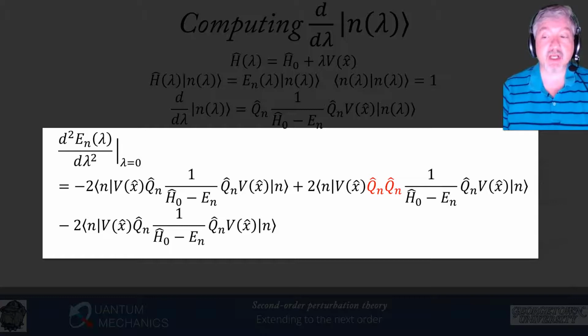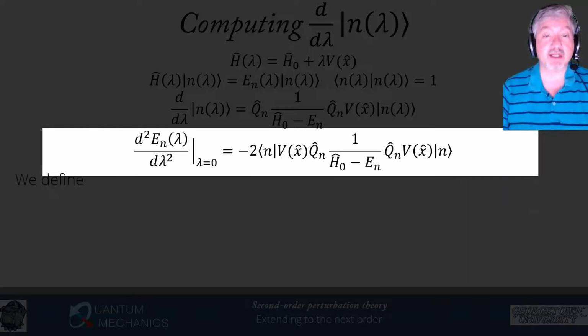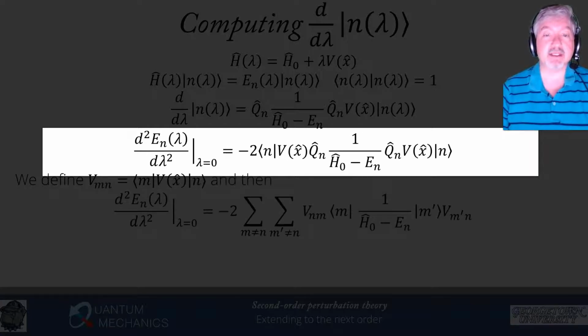But Qn is a projection operator, and you can work it out. Qn squared is equal to Qn. So I can replace that with a Qn. And now you see these two terms are exactly the same, but they have opposite signs. So they cancel each other out. They're gone, and I'm left with the second derivative. It's minus 2 Σn V(x) Qn 1/(H0 − En) Qn V(x) |n⟩.